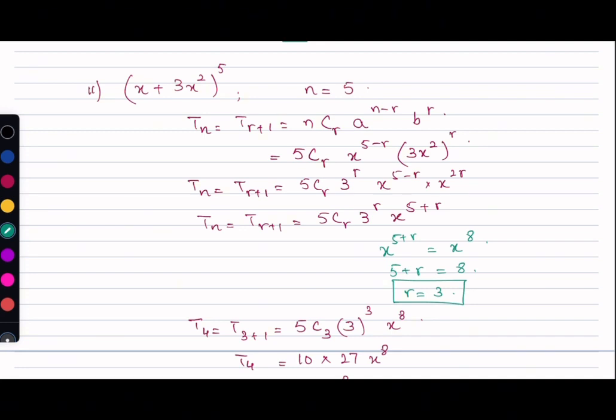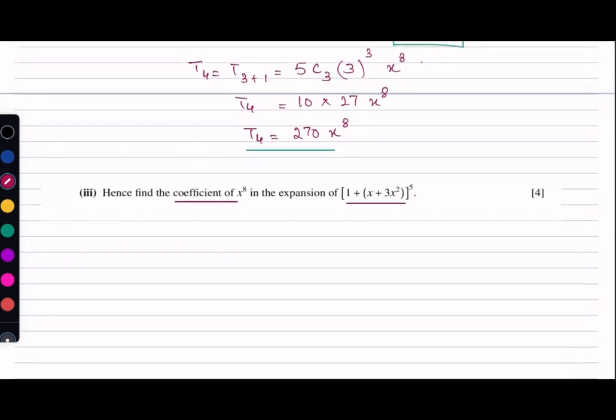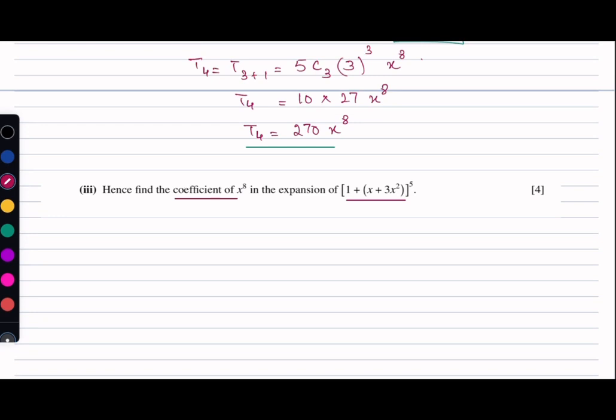Let's move to the last part. The last part of the question says, hence find the coefficient of x to the power 8. So again, they are asking for the coefficient of x to the power 8. And now the expansion is (1 plus x plus 3x squared) the whole to the power 5. So we have to be very particular and careful about 1 plus x plus 3x squared, and this is the whole to the power 5.